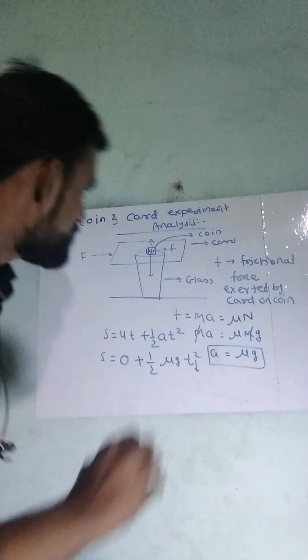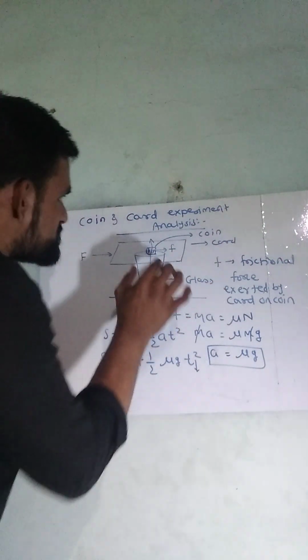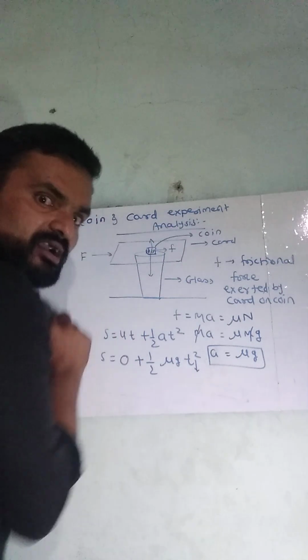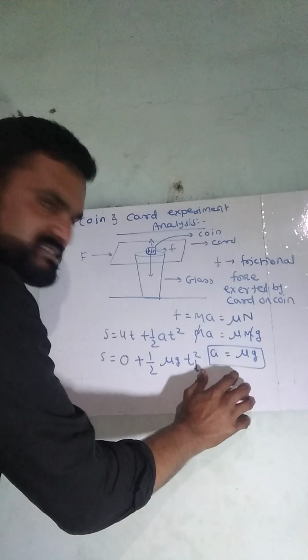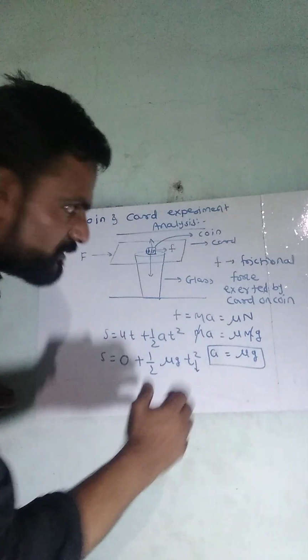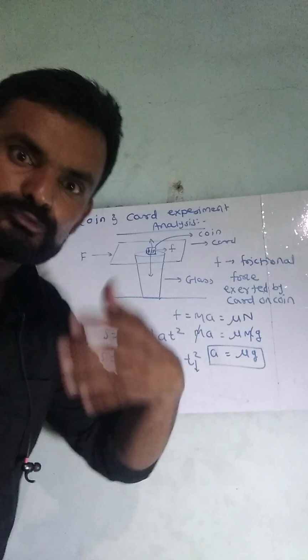Are you getting my point? What is the approximate distance between this particular point, which is the coin, and this end of the card? This much acceleration is there. This acceleration value is something that we have discussed. I have designed some numericals also, so you will be able to do some calculations.